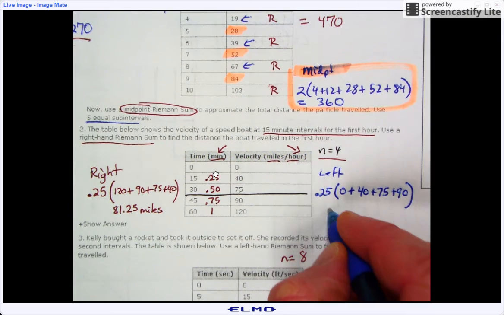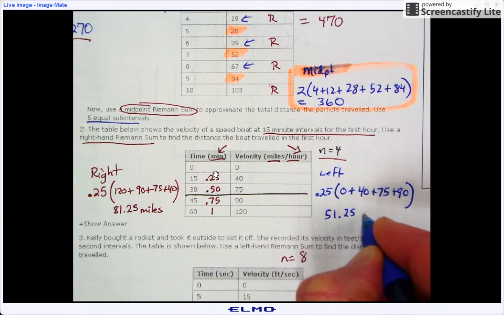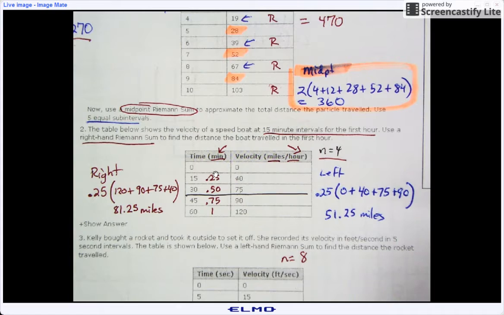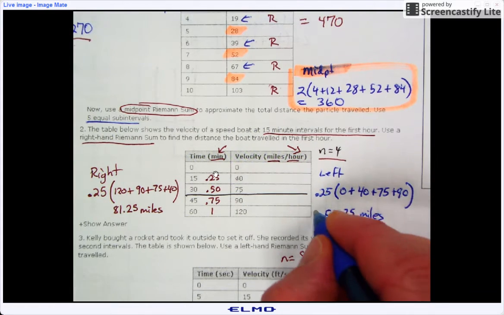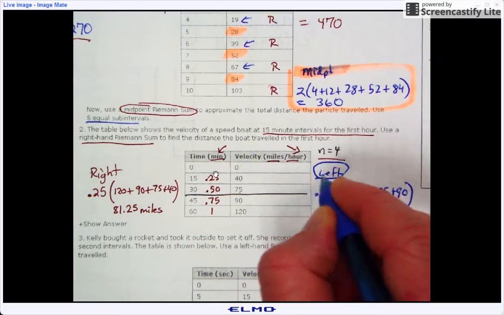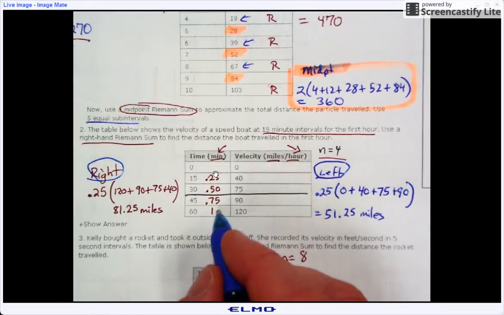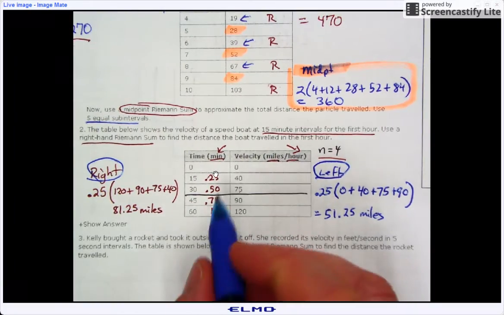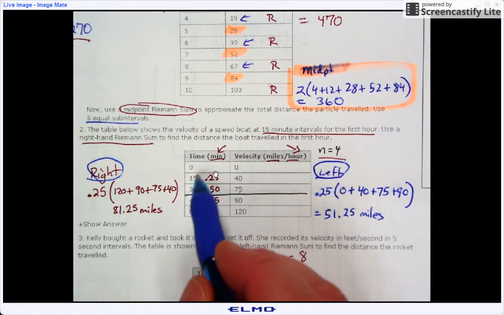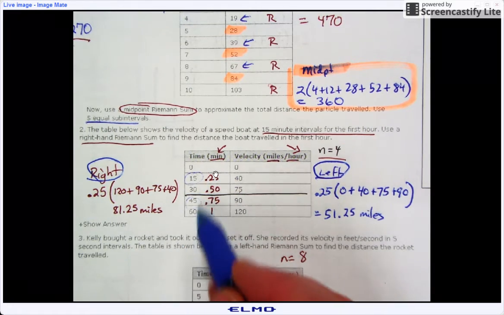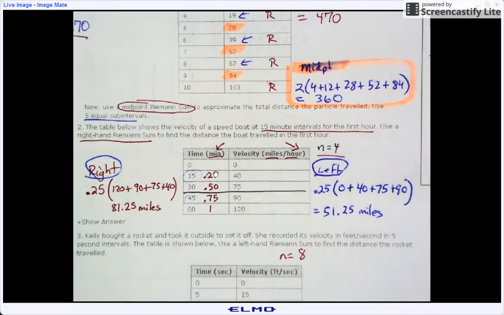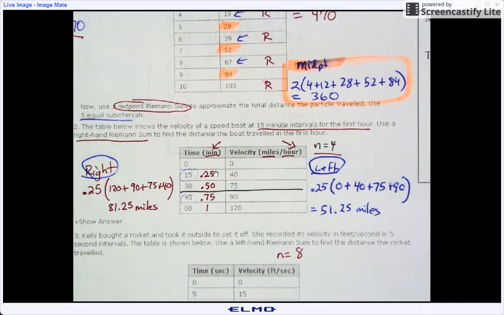So you get 51.25 miles. And that was not part of your assignment, but so you can compare if you're still confused about the left and the right. If they asked you to do midpoint on this, you would only be able to do 2 intervals. You could use the 15 and the 45 and do an interval with midpoint, but not very good usage there.